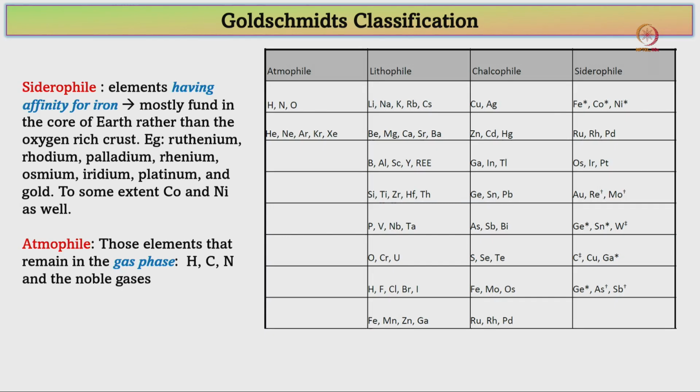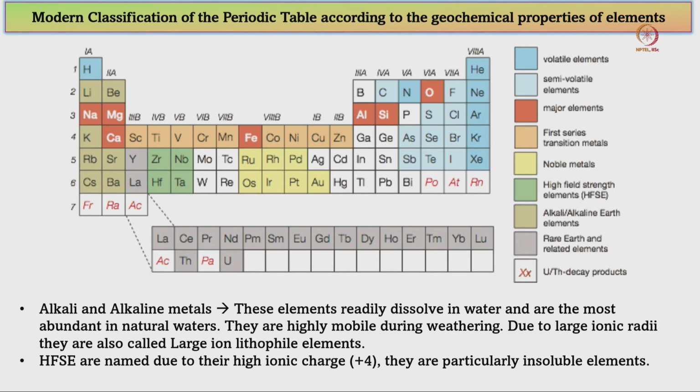So, if you see the breakdown of atmophile, lithophile, then chalcophile, siderophile, we will see here we have mostly the alkali and the alkaline earth metals. And here we have the strongest chalcophile elements. Here we have the strongest siderophile elements. So, this is how we are now going to divide. We are going to divide into more details now.